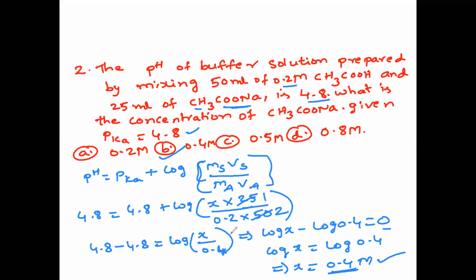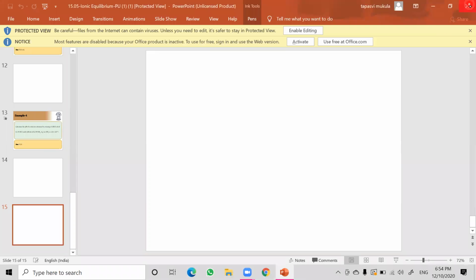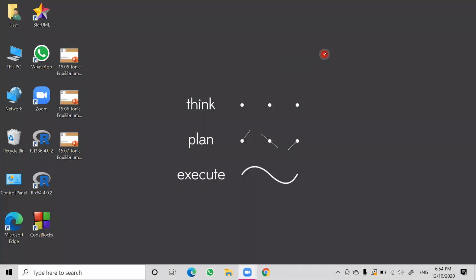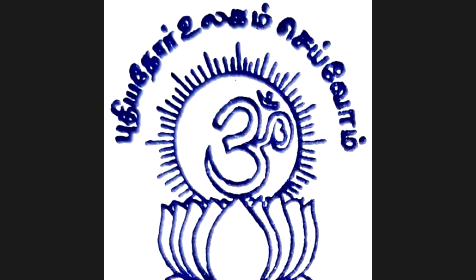This type of numericals I have done in the slides also, but maybe you did not understand them in the slides. That's why I have done it clearly again by taking separate values. So please follow this. This is about buffer capacity and buffer solutions, very important. I hope it is clear. In the next session, we are going to discuss a new topic in this chapter. So work out buffer solutions also, very, very important. With this, I'm ending this session.